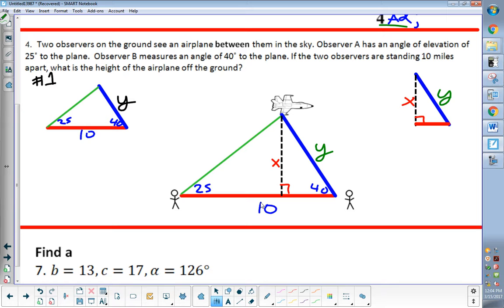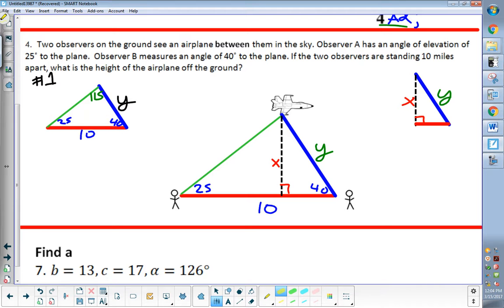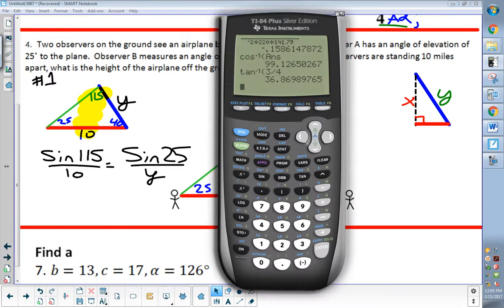What do I need to do first in order to solve that thing? The other angle. So 25 and 40 is 65. So my other angle is 115. Now that I've found 115, what method am I going to use to solve that thing? Sines. I've got a pair. It is sine of 115 over 10 equals sine of 25 over y. Are we good? I called it y already.